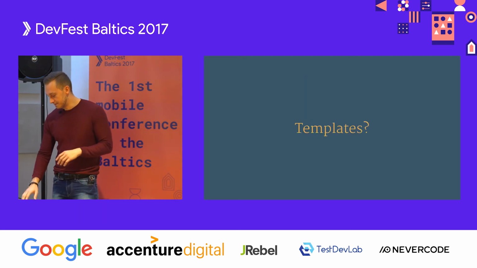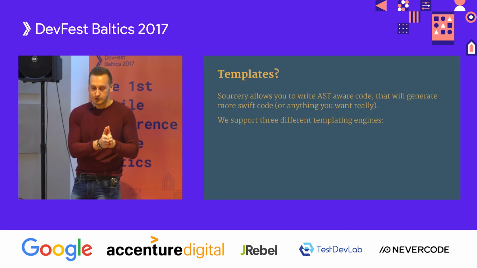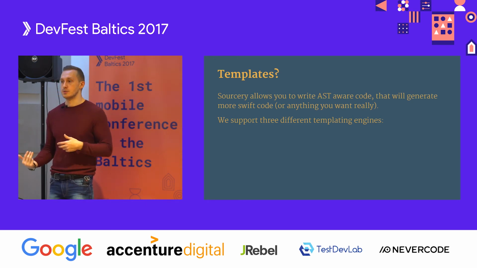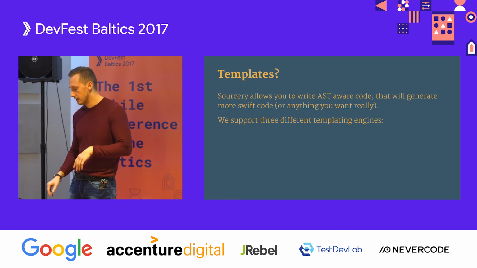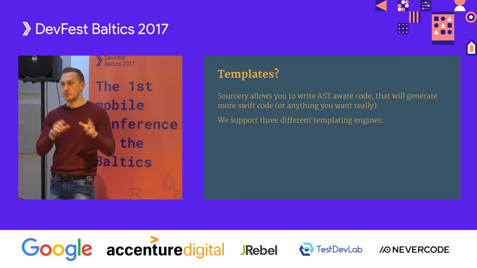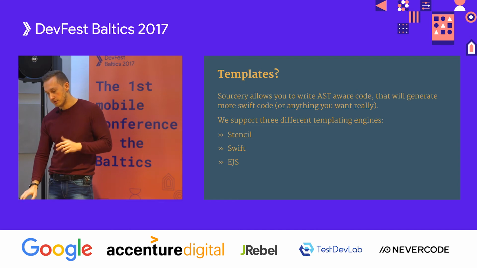So what are templates? Because that's always interesting. Because we have to generate the metadata for your types, we need some way for you to write what you actually want to generate with it, because the data itself isn't very useful. You have to do something with it. So we support a very modular architecture. It's very easy to bring your own templating language. We have 3. We have Stencil, Swift, and EJS, embedded JavaScript templates.